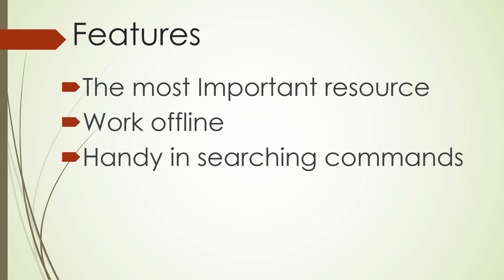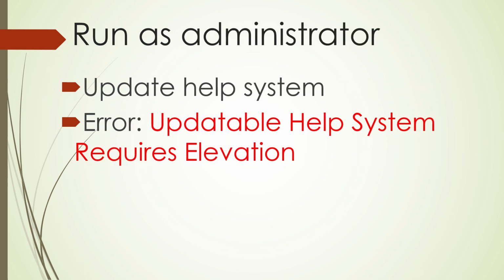Because of the importance of the PowerShell help system, after we have PowerShell installed and updated, I feel the next tutorial lesson should be dedicated to learning how to use the help system. The first thing we should do is to run PowerShell as administrator, so you can update the help system. If you see an error message like "Updatable help system requires elevation," it basically means that PowerShell is not running as administrator.